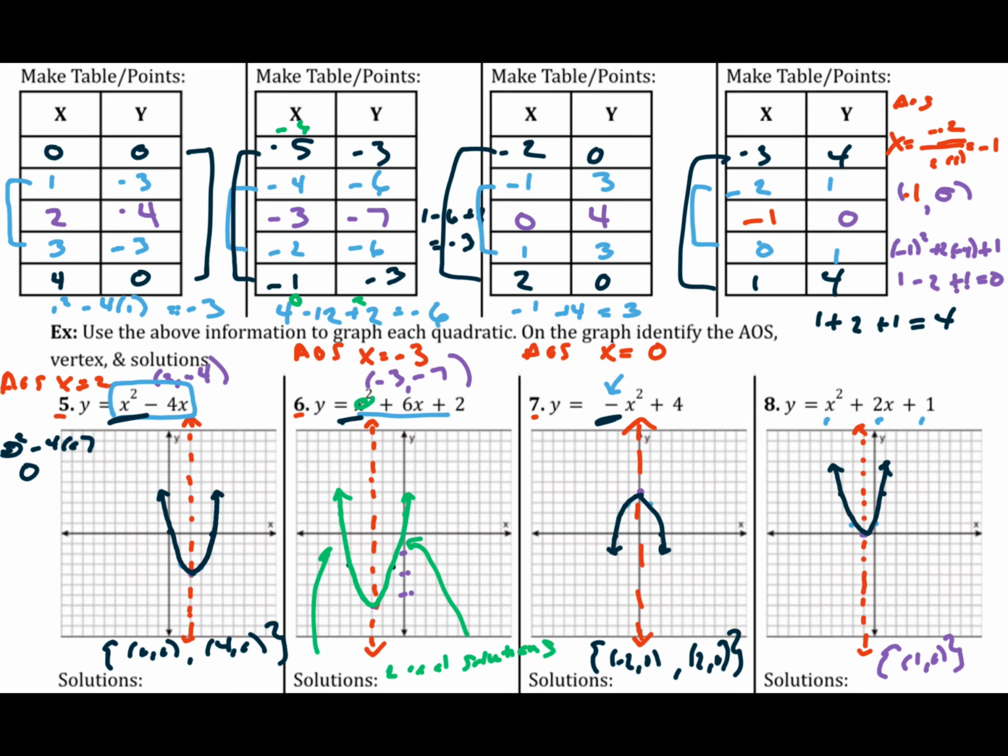So we didn't see an example where there weren't any solutions here, but that could happen if we had a quadratic function that was completely above and going upward, or below and going downward.